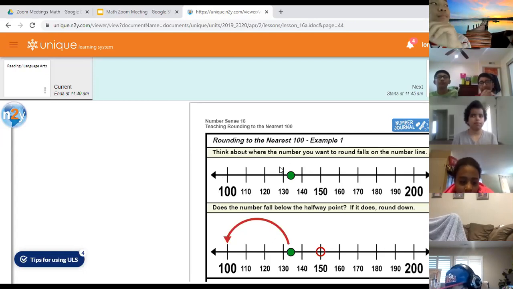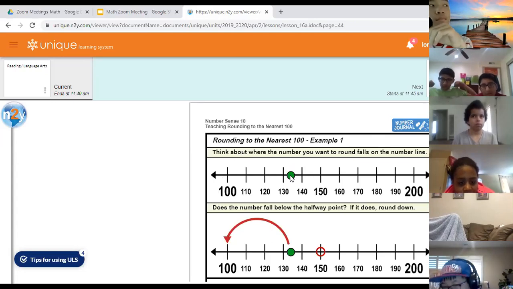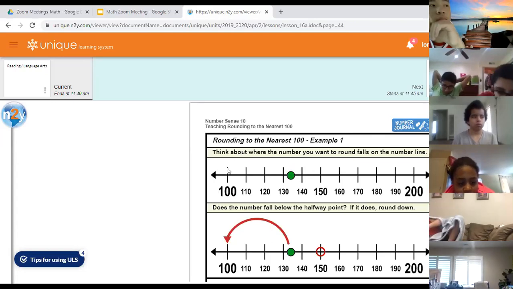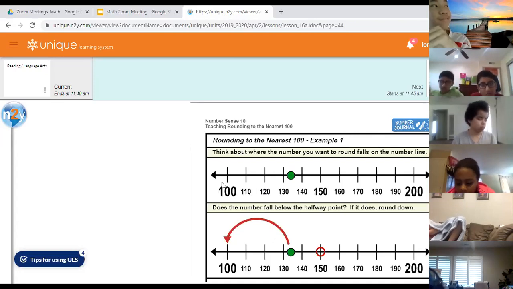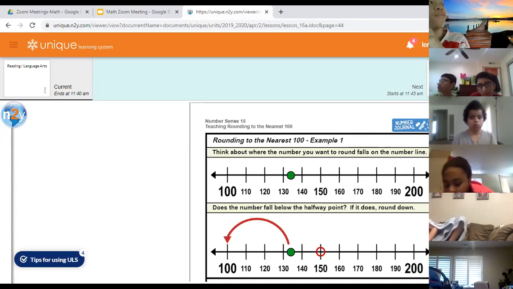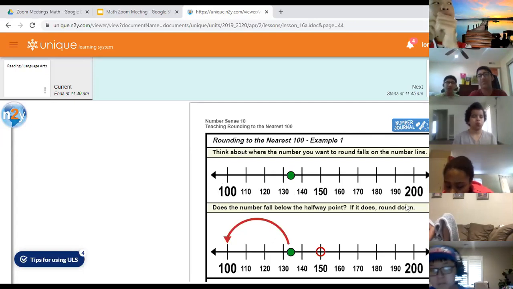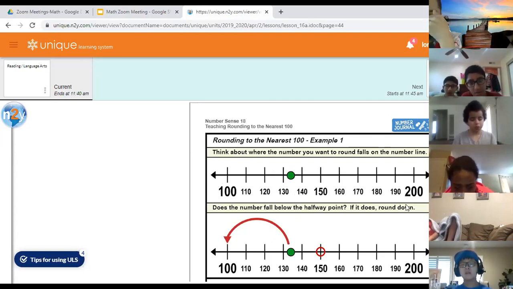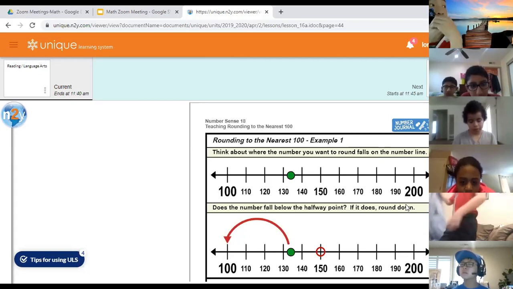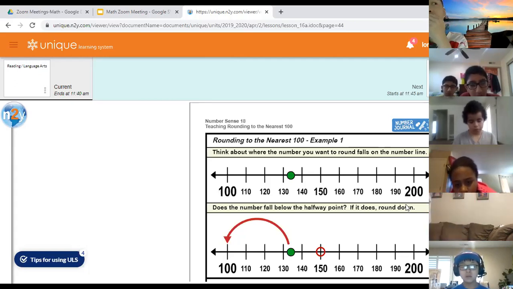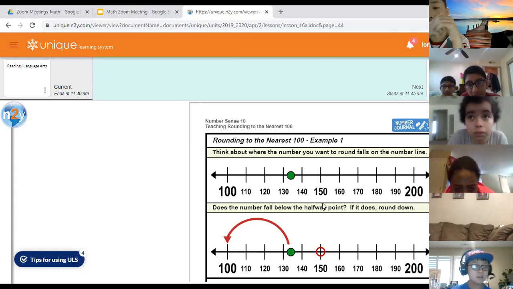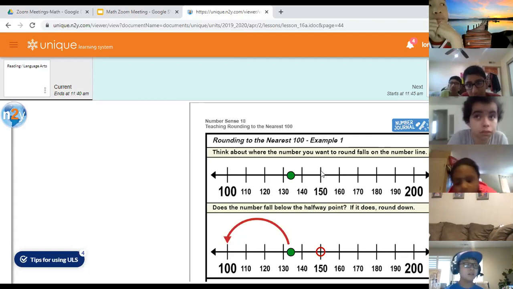So look at the green dot, this one. So this falls below the halfway point. What is the halfway point between 100 and 200? Sakir, what is the halfway point? I cannot hear you, my dear. What is the midpoint or halfway point? 150.